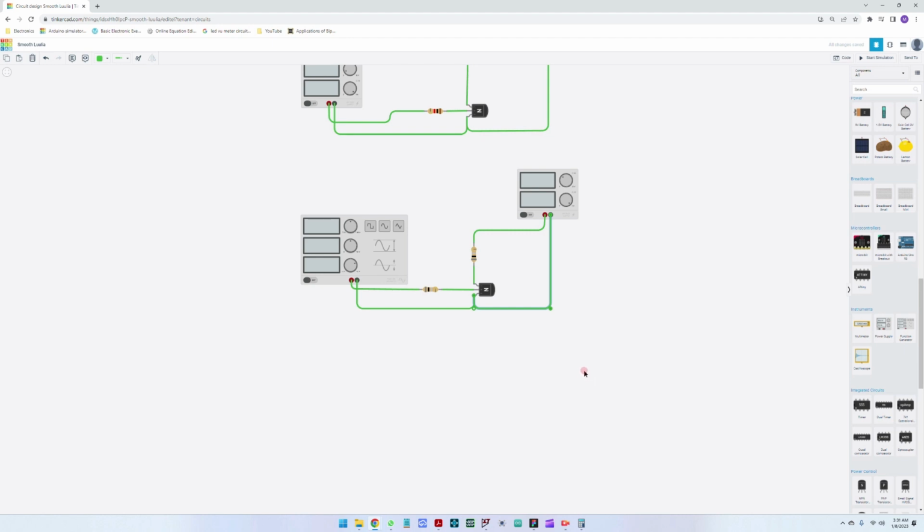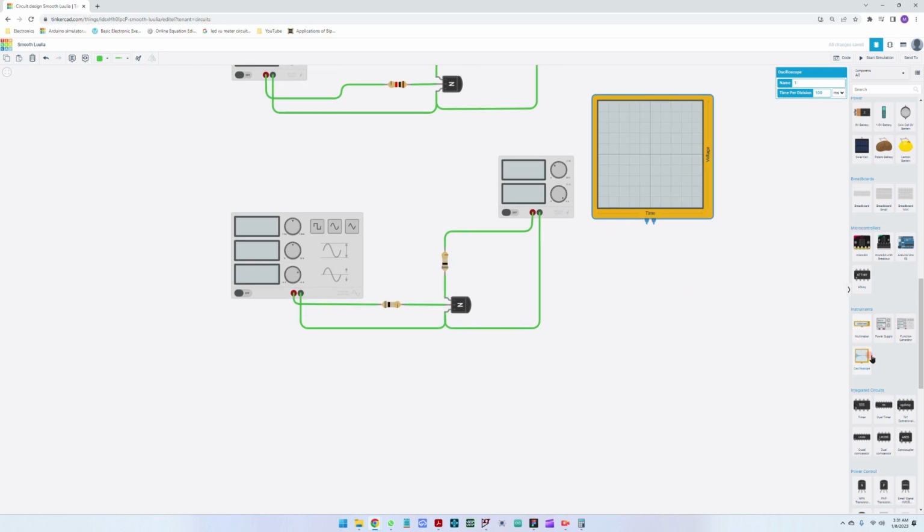One last thing we need is to see the signal. We want to see, okay, we are feeding this transistor a signal. Let us see how the signal is looking. For this, we're going to use an oscilloscope, and let us connect the negative to one side of the speaker and the positive to the other side of the speaker.